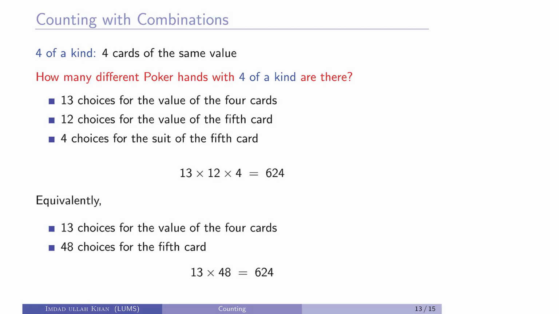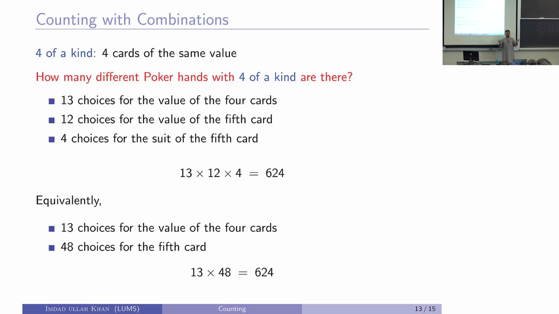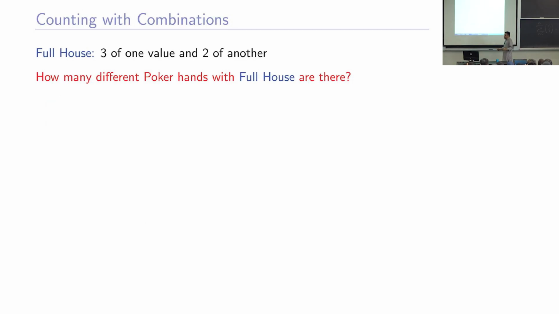So out of all possible poker hands, how many possible poker hands are there? You have 52 cards. You're choosing 5 cards out of it. 52 choose 5, right? Out of them, 624 are 4 of a kind. Okay. How many different poker hands are full houses?